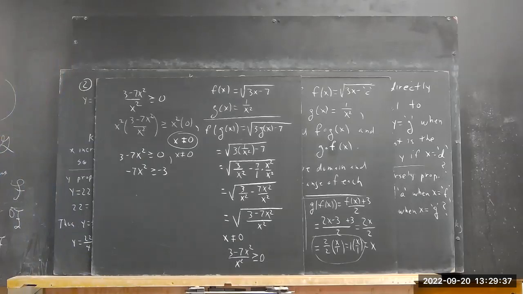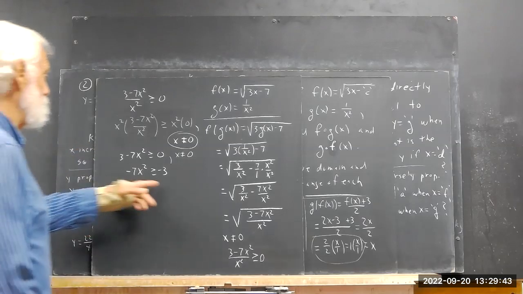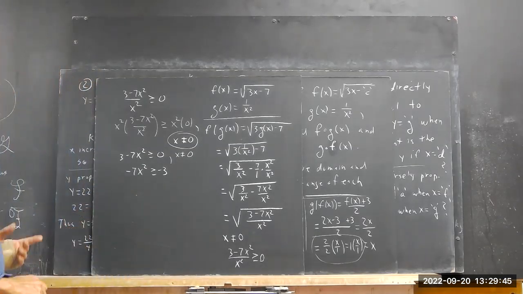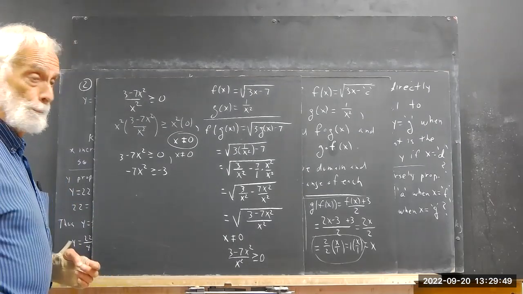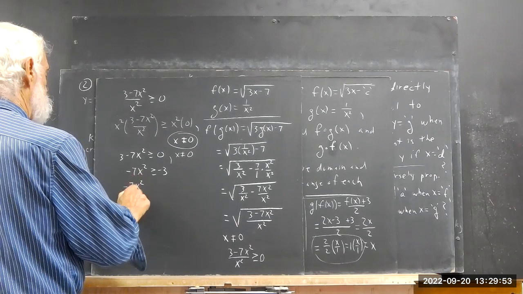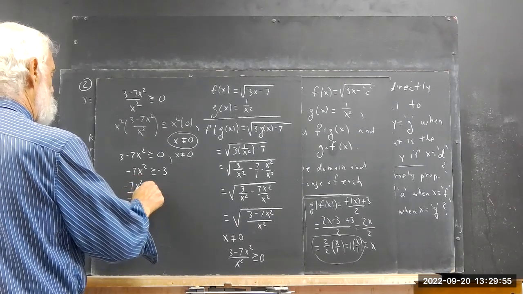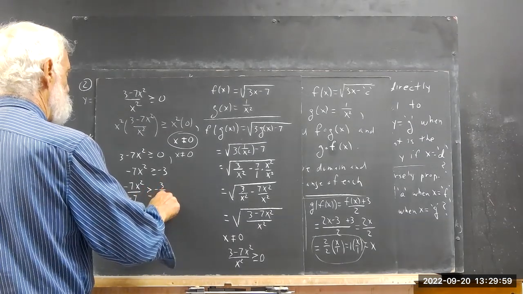Then we add -3 to both sides. That's straightforward. You should write out the step, but I think everybody understands that. Now what I have to do is I divide both sides by -7, right? And this is wrong.